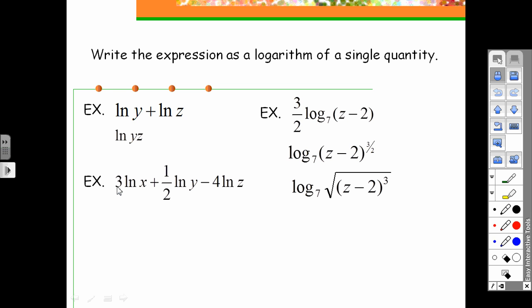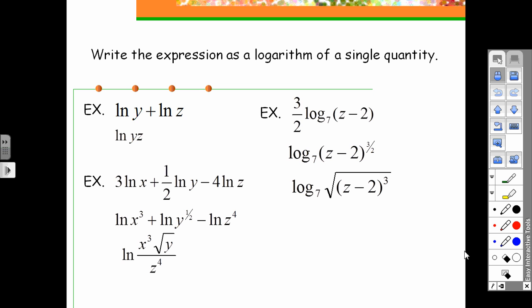Okay, so the first thing I'm going to do is this 3 and this 1/2 and this 4, I'm going to move up to exponents. Okay, now that that's done, now I'm going to combine these. So this x cubed and this y to the 1/2, since these logs were added together, are going to actually be multiplied together in the numerator. And I went ahead and converted the 1/2 exponent into the square root of y. And then down here, this is a minus natural log of z to the 4th. So z to the 4th goes in the denominator since it was subtracted.